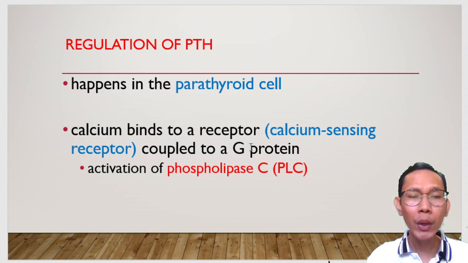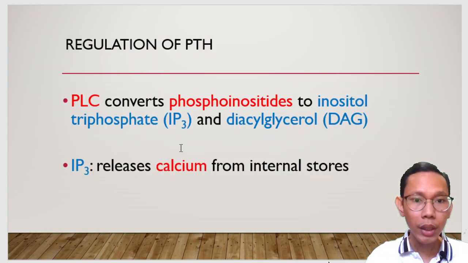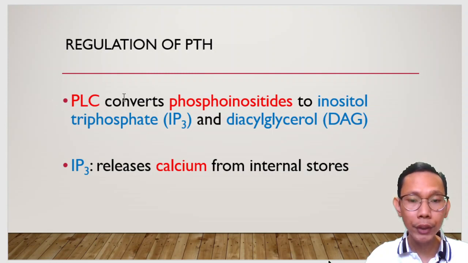Later on, we will have a nice diagram to explain these words. So for the regulation of your parathyroid hormone, remember your phospholipase C will now convert your phosphoinositides into IP3 and your diacylglycerol.